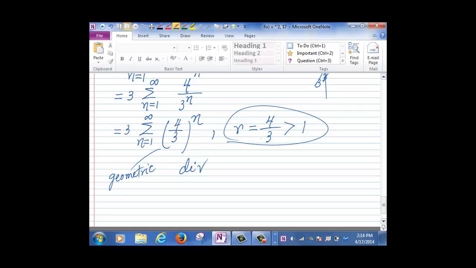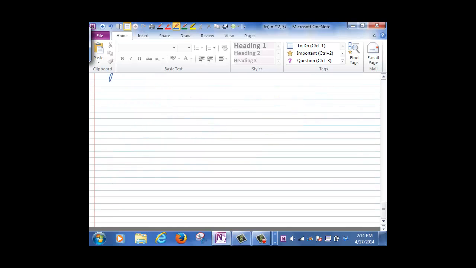Everybody's okay with that example? All right. Here is another example. This is an example of what we call a telescoping series. Let's say I have the series n going from 1 to infinity, 1 over n multiplied with n plus 1. Let's say I have this series.